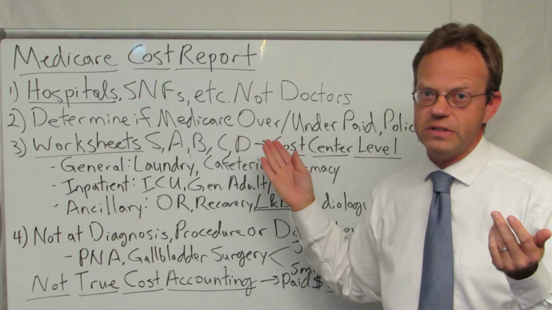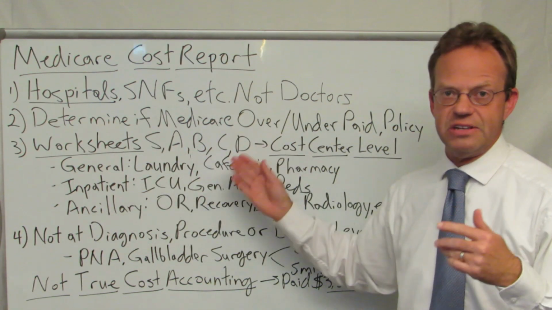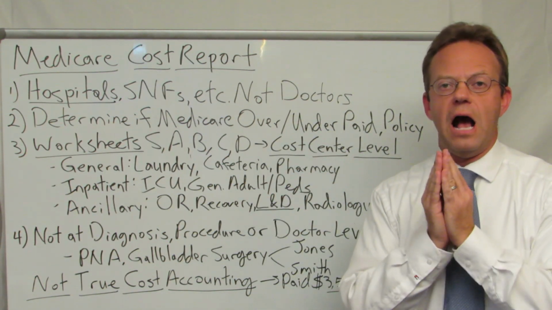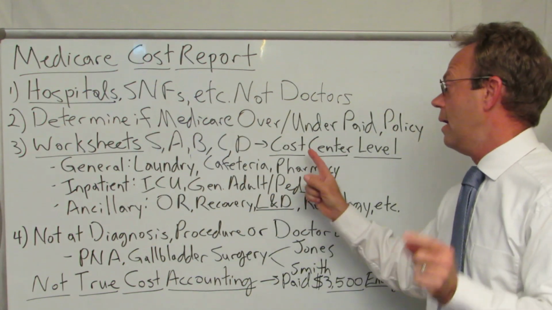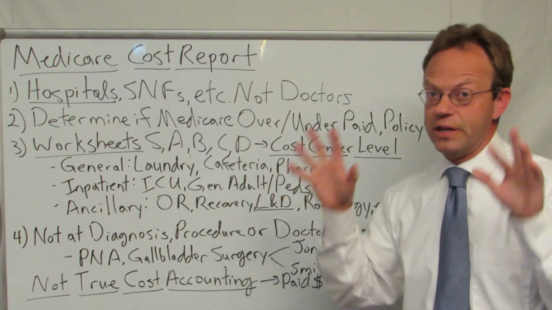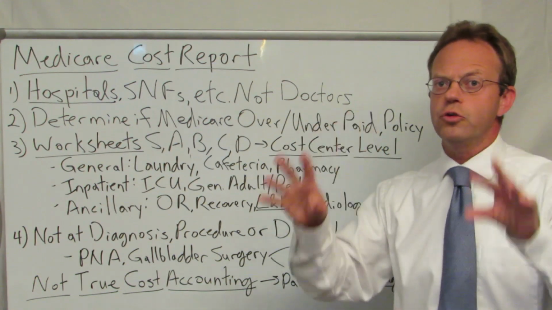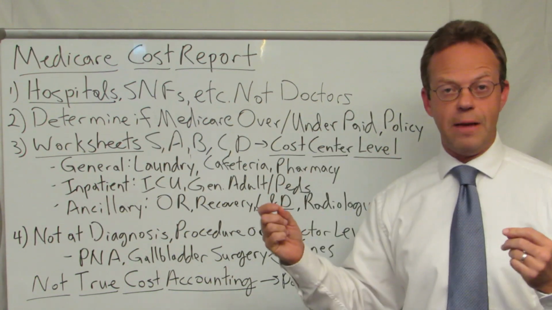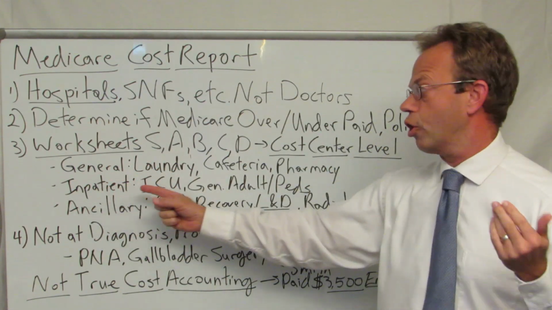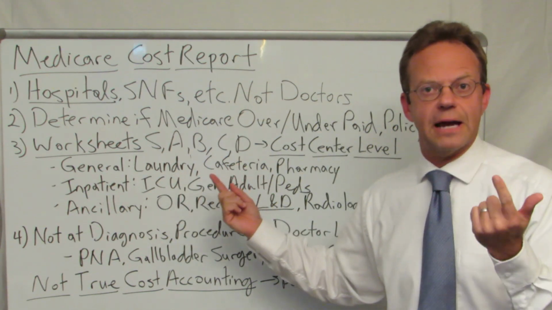Now, it's complicated, as one could imagine. It involves a number of different worksheets. They have letters. The first one is worksheet S, and then there's A, B, C, D, and it keeps going on. And this is where the costs for a hospital are enumerated at the cost center level. That's incredibly important. The most important thing in this entire video is that on the Medicare cost report, hospitals are required to report their costs to Medicare at the cost center level. What does that mean? It breaks them down into specific categories, such as in the general category, the hospital has to log their costs for laundry, for the cafeteria. Okay, those aren't really clinically related, but they gotta log them anyway.